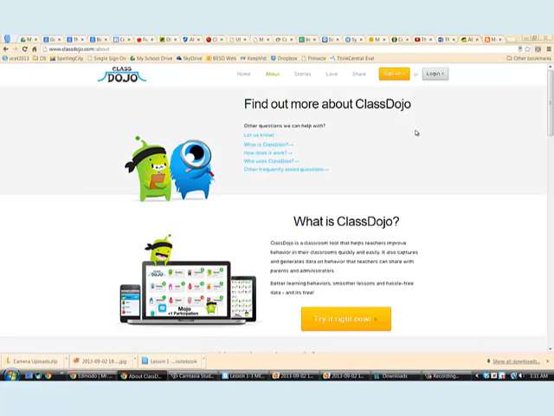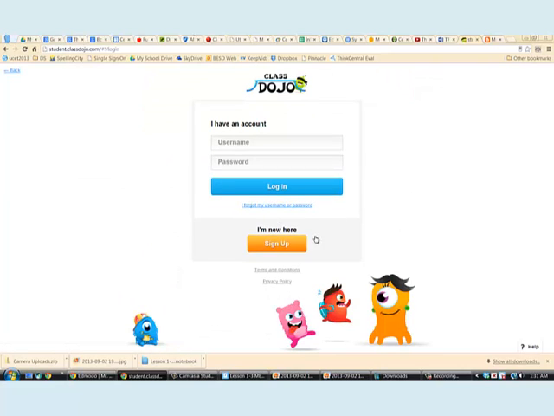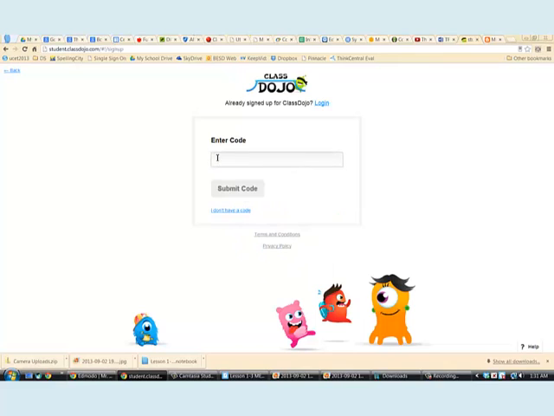But for those that got their sign up, you can actually go in as a student, use your student pass key that I gave you, and it says right here, I'm new here. You sign up, and there's the code that you will enter. Once you enter the code, it already automatically identifies who you are.